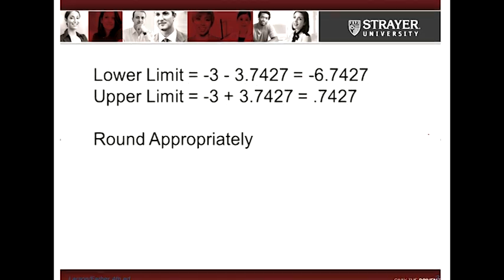Whoops, I skipped over two things. Remember, the difference of the sample means was -3. So for your lower limit, you subtract the margin of error and get -6.7427. For your upper limit, you take that same -3 and add that margin of error and get 0.7427. Then round it however ALEKS tells you to on that problem.